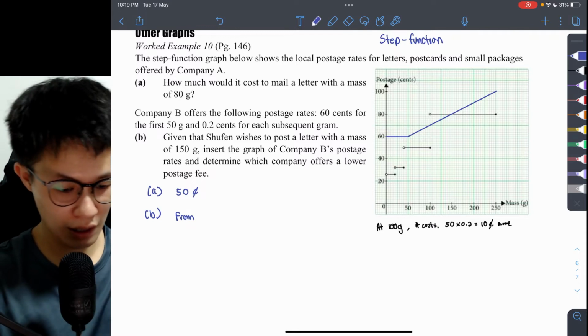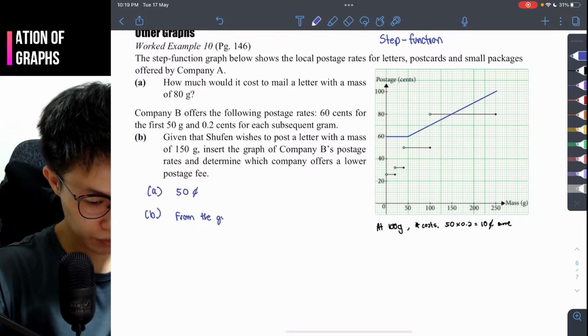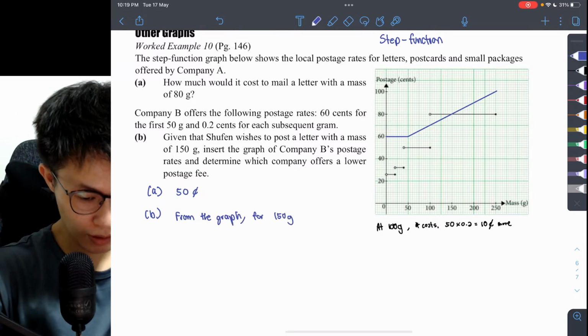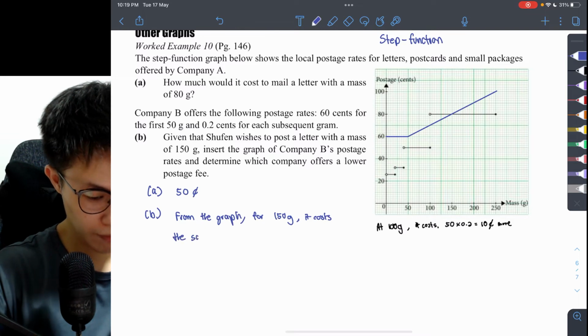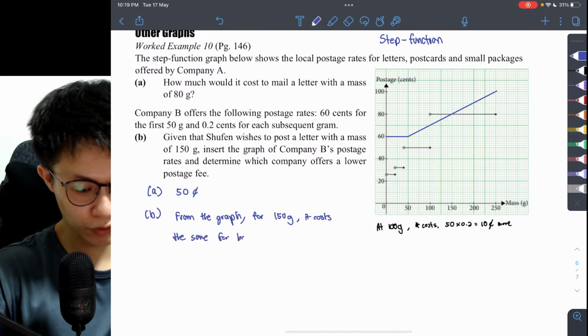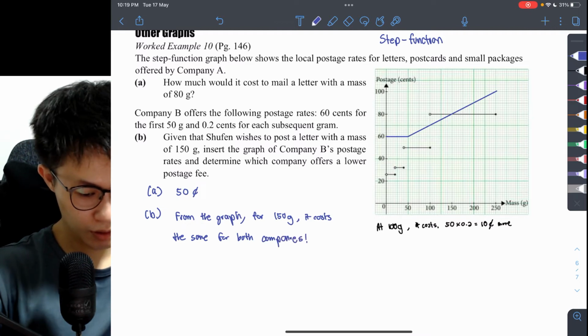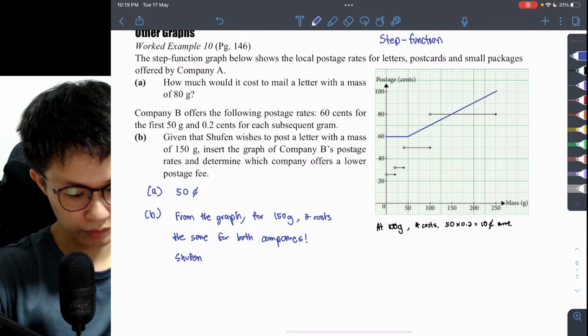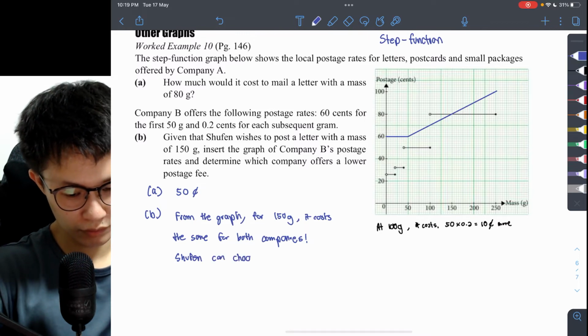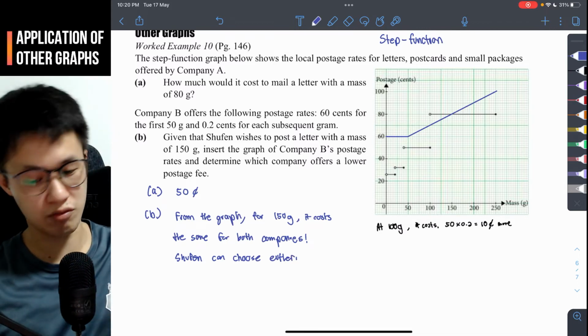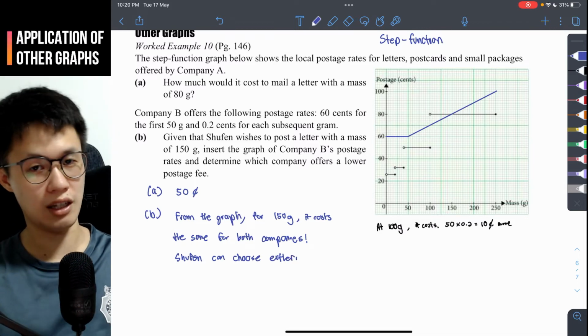But from the graph, we can tell that for 150 grams, it costs the same for both companies. So Schufen can choose either. Okay, so it's pretty straightforward. You just need to add in things and just read off and answer the question.